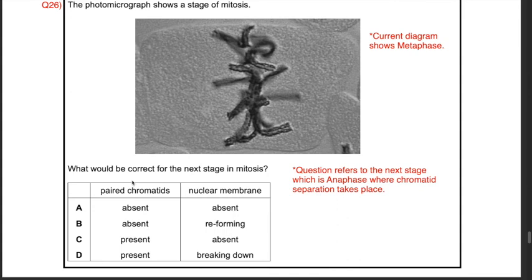Therefore, paired chromatids would be absent, and nuclear membrane is of course absent, because the nuclear membrane disappears at prophase, then it is not present at metaphase, not present at anaphase, and only appears back at telophase. Therefore, the answer is A. Paired chromatids absent, nuclear membrane absent.